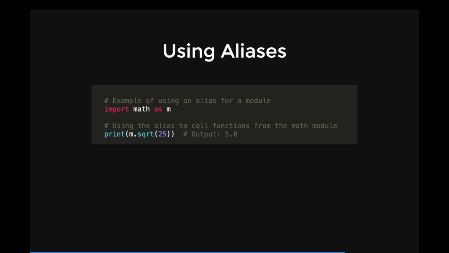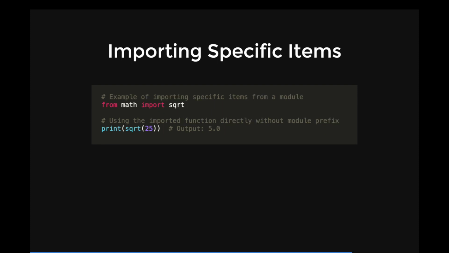Using aliases. You can use aliases to provide alternative names for modules, making them easier to reference in your code. So instead of calling math.sqrt in the previous one, we can just say we import the math module with the alias m. We then use the alias m to call the square root function from the math module. I know it's not a big deal, but sometimes it helps a little bit.